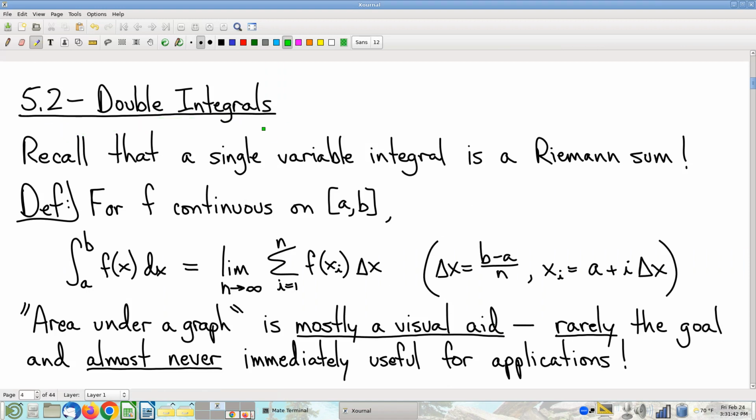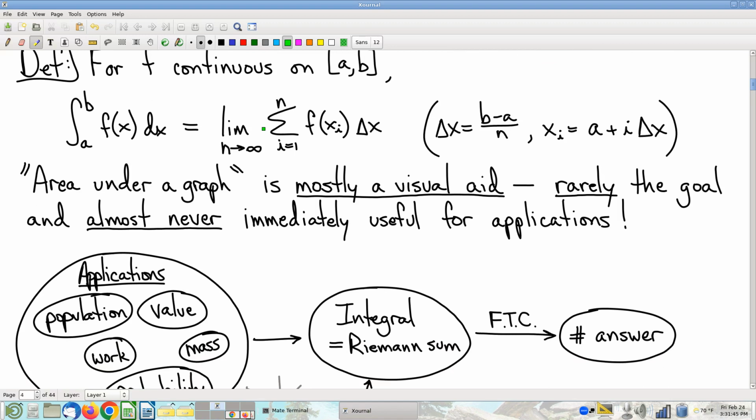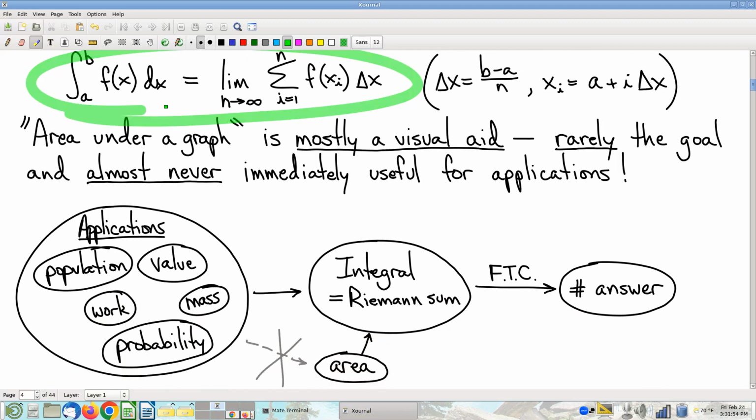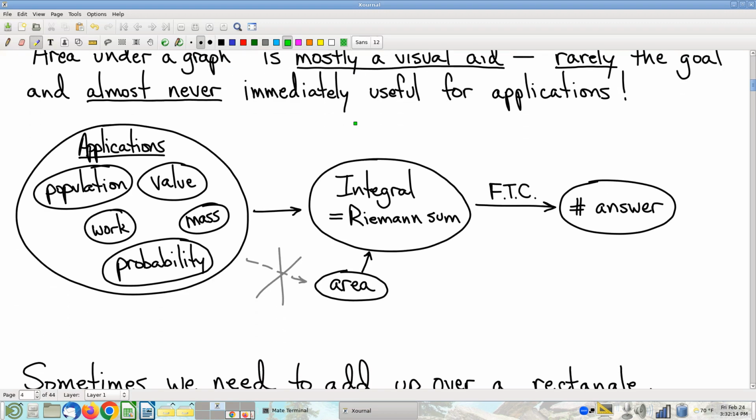Before we get into that, a real quick reminder, and I know I spent a bunch of time on this last time, and I'm going to try not to spend too much time on it this time: the definition of a single variable integral is a Riemann sum. A common misconception about Riemann sums is that they are an outdated, inefficient computational tool. That is not true. Riemann sums serve a very different purpose. Namely, Riemann sums are how we make connections from applications to integrals, which of course we can then compute with the fundamental theorem of calculus.